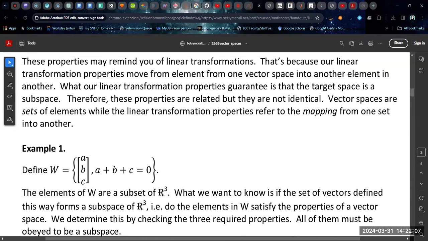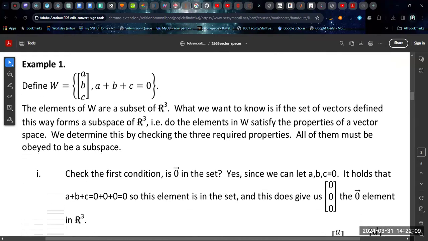All right, so let's consider an example. Here I have my subset defined as the vector of the form ABC. The restriction I have on this set is not that A, B, and C can be any real number, but that A plus B plus C together equal 0. So this is a subset of R3. We know that R3 is a vector space, so we don't have to check all 11 conditions. We just have to check 3 conditions.